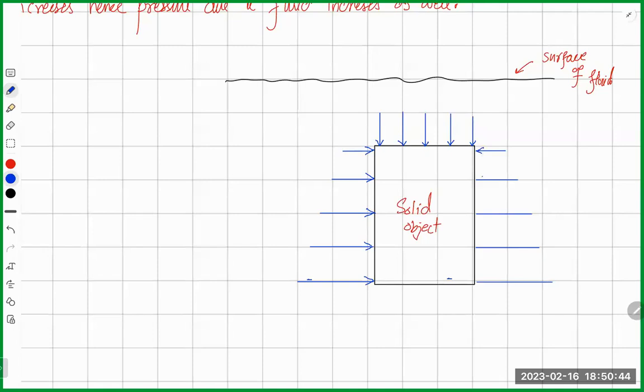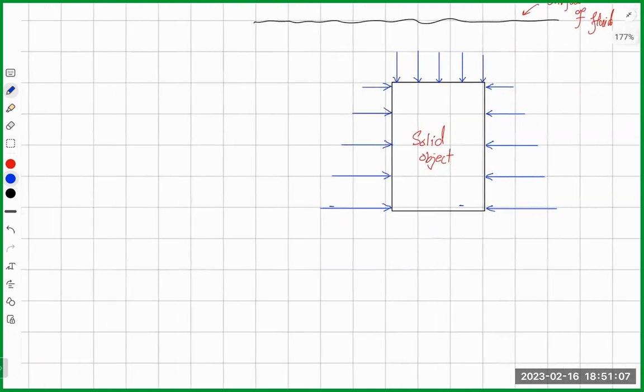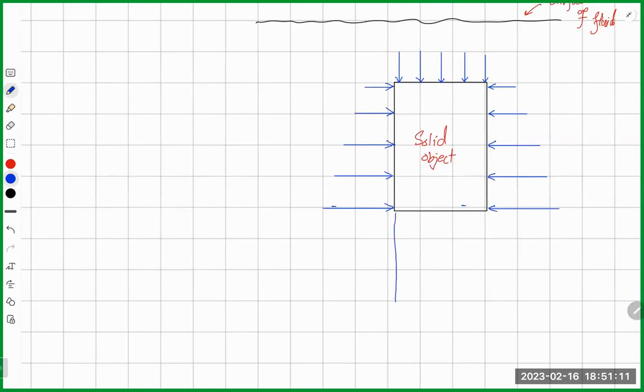So why will there be no net force on any side? The answer is there is no net force because the pressure is increasing equally with equal depth. So at any point, there will be equal pressure on both sides, equal force on both sides. So there will be no net effect. But what do you think about the base? On the base, there will be a pressure acting upward like this.